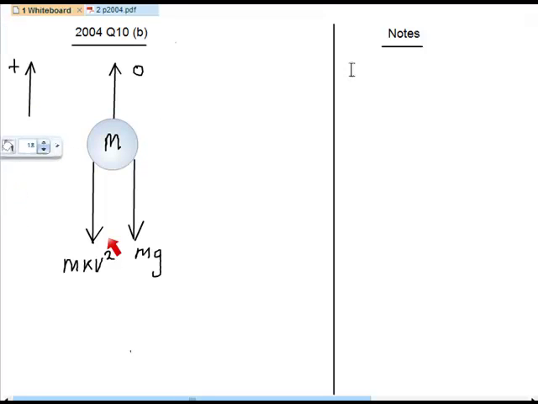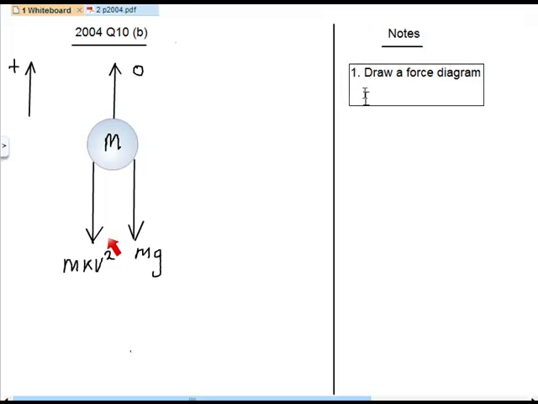And over here on the right, we will just list the method, the different steps in our approach to this question. So step 1 would always be to draw a force diagram. And this leads nicely to the next step. If you do the force diagram correctly, the next step becomes easy, because the next step is to apply Newton's second law to the force diagram. And Newton's second law, F equals ma.